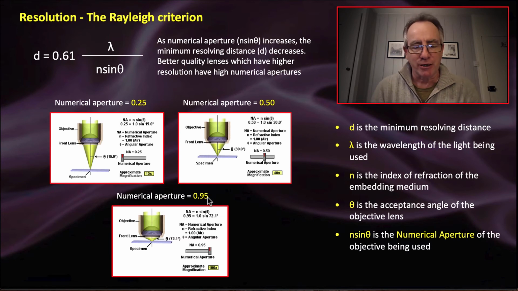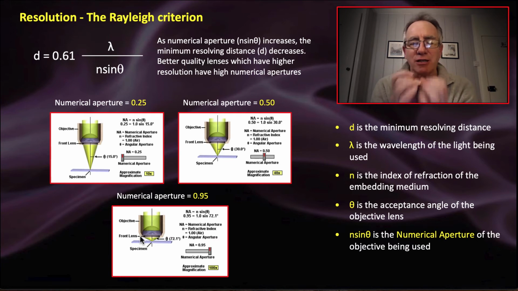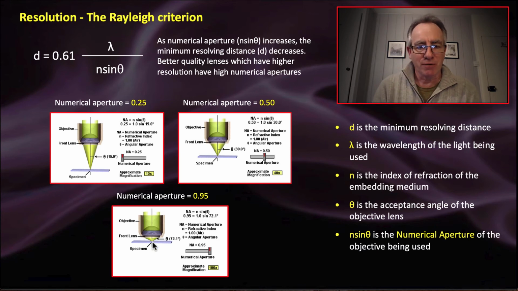If you look critically at the picture, you can see that this one gathers a relatively narrow cone of light from the specimen, whereas this one gets really close to the specimen and gathers a wide cone of light. It gathers lots and lots of light from the specimen. That's where we get the increased resolution that I'm worried about. So it is that angle there, theta, that determines the minimum resolving distance of an objective.